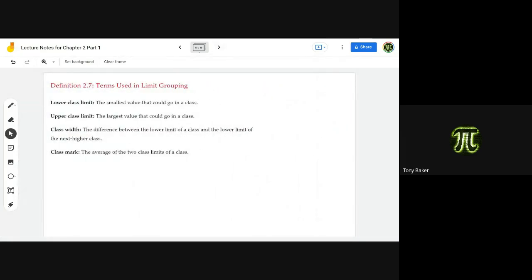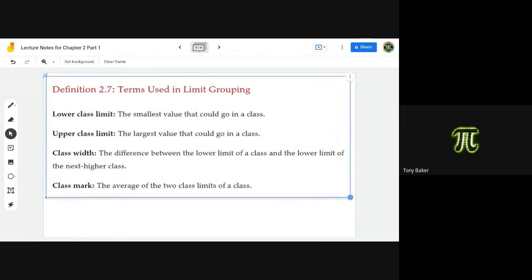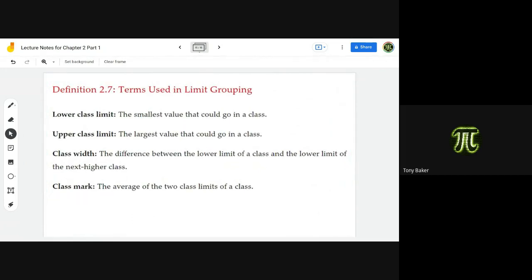All right. So limit grouping has a few things to keep in mind. We have the lowest class limit and the upper class limit. So in the problem that we just did, the first one, 30 was the lowest class limit, 39 was the upper class limit. We have the class width. Class width in this case was what? Nope. The class width is how big the classes are. So in this case, my class width was 10.